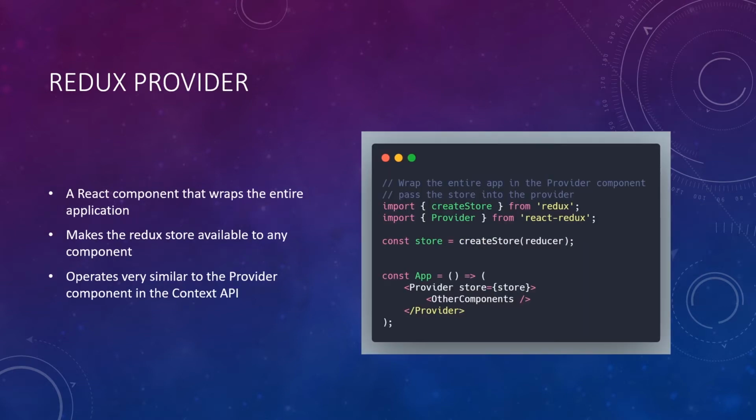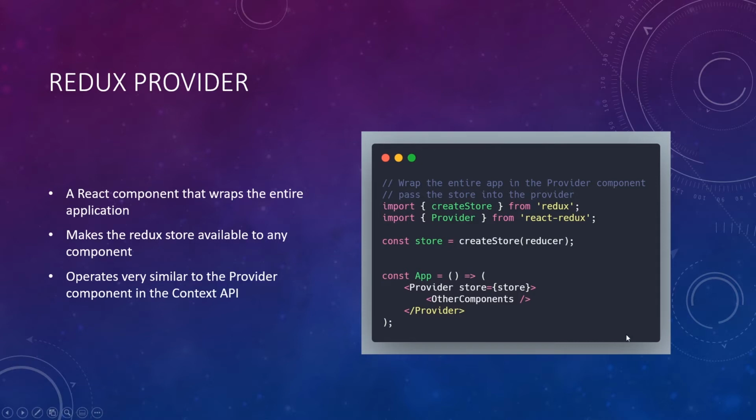Then finally, we have our Redux provider. The Redux provider comes from the React Redux library, which you'll find in the next video. There are two different libraries we have to install, but the Redux provider is a plain old React component. And what we're going to do is take our provider component and wrap our entire application.